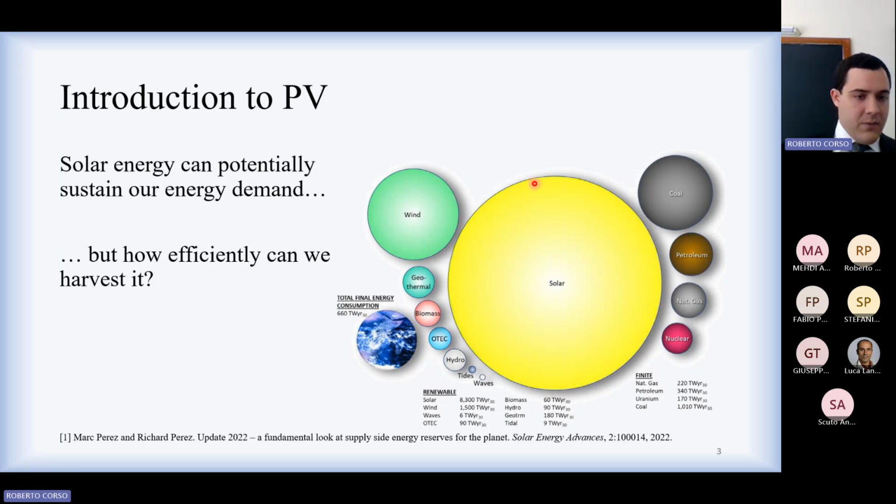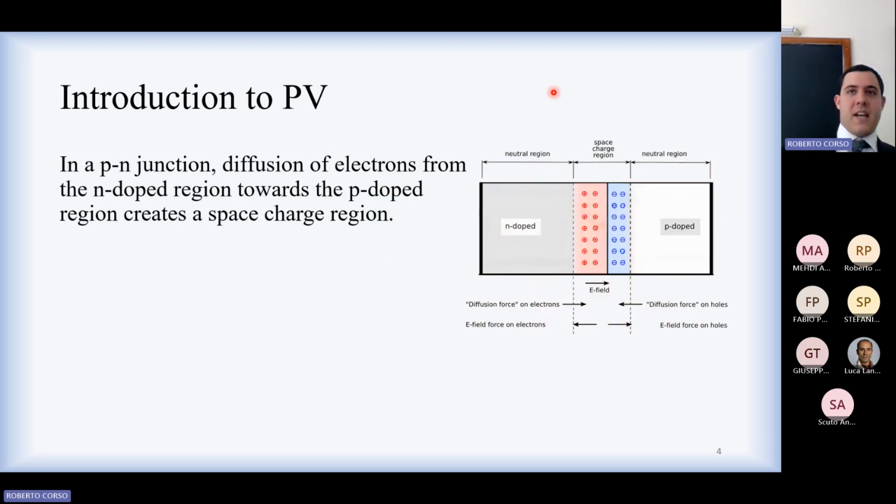Let's start from the basics. A solar cell is essentially a p-n junction that is formed when an n-doped semiconductor is put in contact with a p-doped semiconductor. In this case, we have a diffusion of electrons from the n region to the p region and a diffusion of holes in the opposite direction, creating what is usually called a space charge region or depletion region, where we have an electric field that balances the diffusion between holes and electrons.